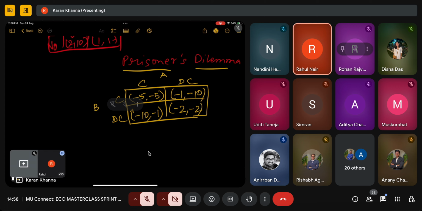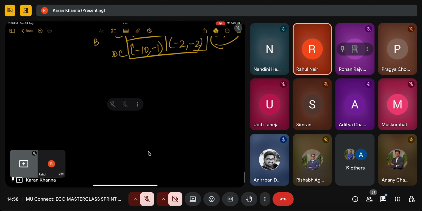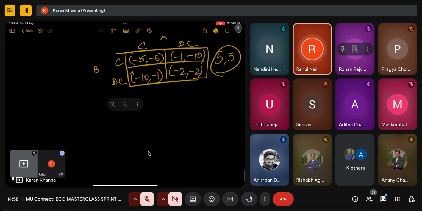Okay. So coming back, the best pair would be at -2. But the problem is that if B does not confess and A confesses, the person who does not confess ends up losing a higher number of years. So the best combination here would be both of them confess and both of them serve imprisonment of 5 years each. Okay. After that, I'll quickly move to matching pennies. So here the Nash equilibrium is at -5, right?